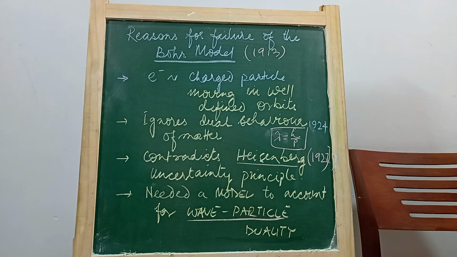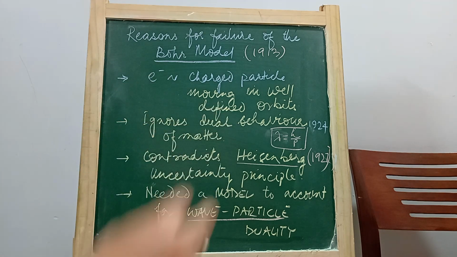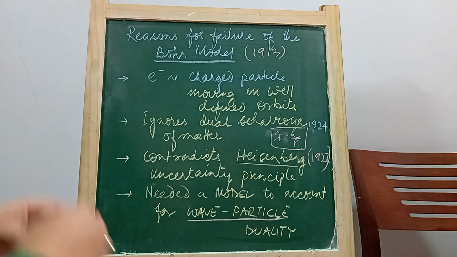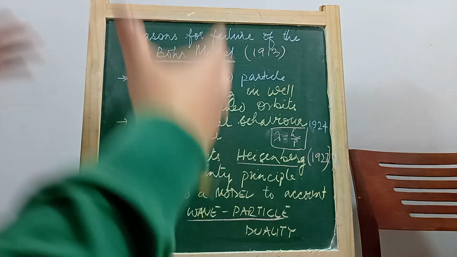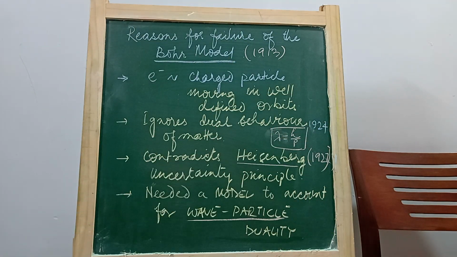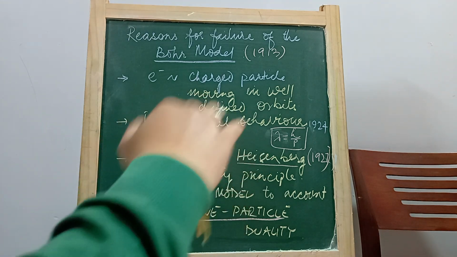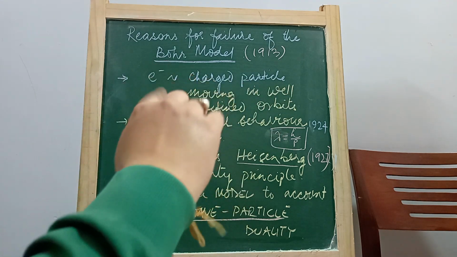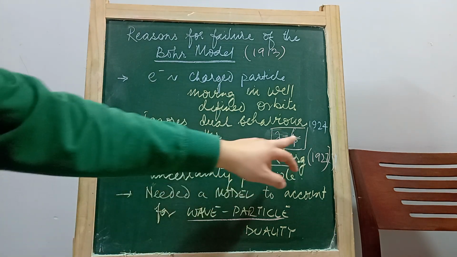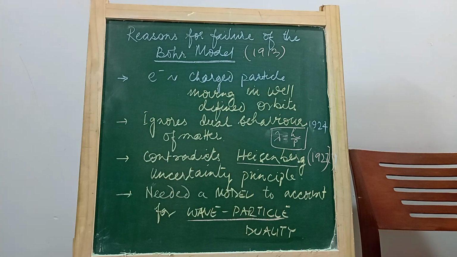But it ignored the dual behavior of matter proposed by de Broglie in 1924, according to which all matter, whether on the scale of subatomic particles or on the scale of a cricket ball or a planet, just like electromagnetic waves, have dual behavior. They have both wave-like characters and particle-like characters. In fact, the wavelength of any matter moving is given by h by momentum p, which is the product of mass and velocity.